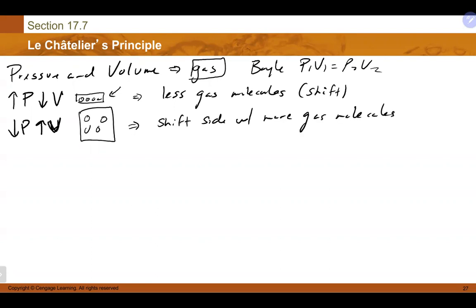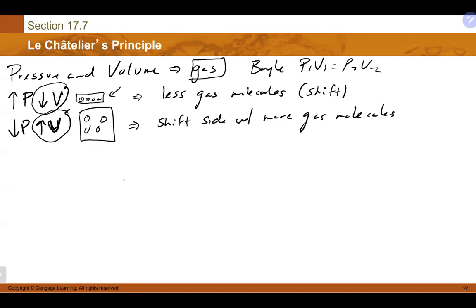And again, it is dependent, obviously, on the equation that you're looking at as to which side has more or which side has less. So in terms of volume and molecules: large volume, more gas molecules. That's a good way to remember which one is which. Any questions on pressure and volume?